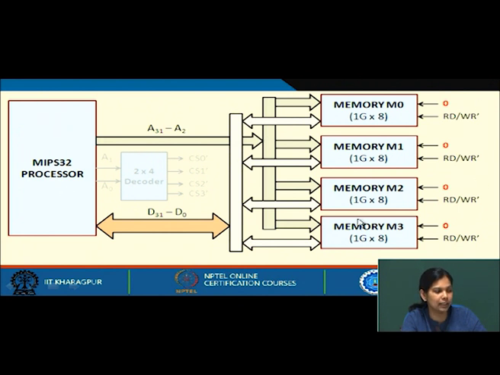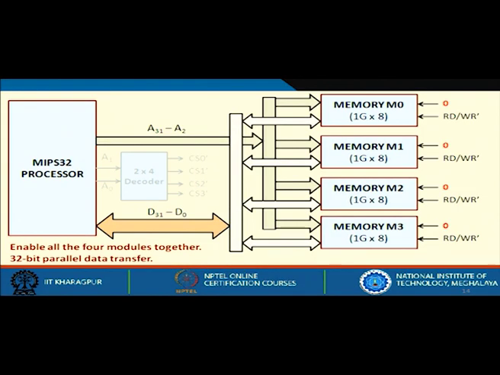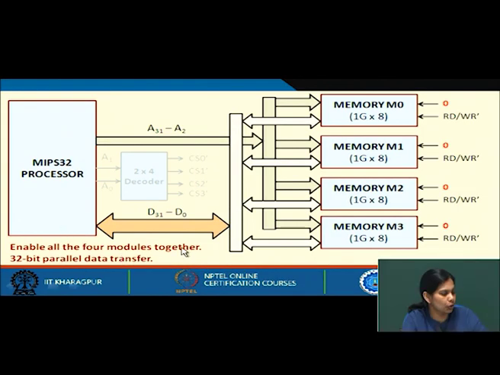So, the advantage we get here is that all the modules are selected, and we apply the same address to get different data from different modules. It would not have been possible if the addresses were consecutive in a single module. It is only possible because the addresses are interleaved across the modules. So, it enables all 4 modules together, and 32 bit parallel data transfer is possible.